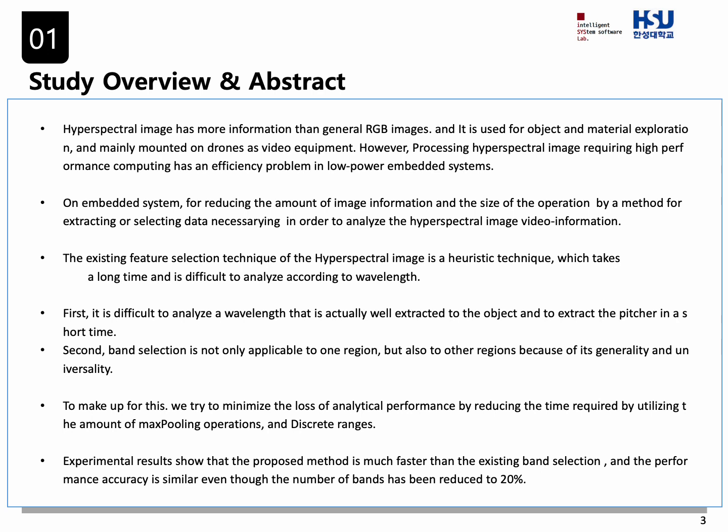An embedded system reduces the amount of image information and the size of operation by a method to extract or select the data necessary in order to analyze the hyperspectral image video information. The exact feature selection technique of hyperspectral image is a heuristic which takes a long time and is difficult to analyze according to wavelengths.